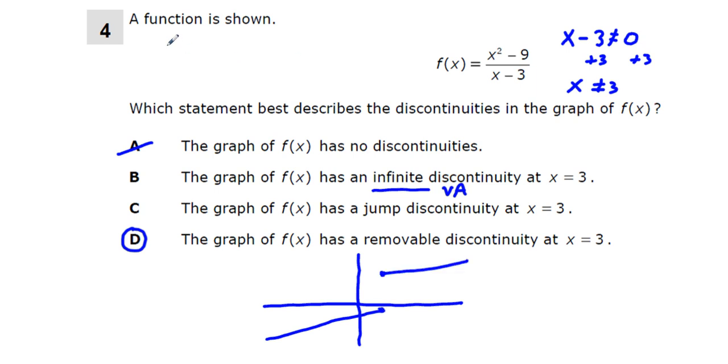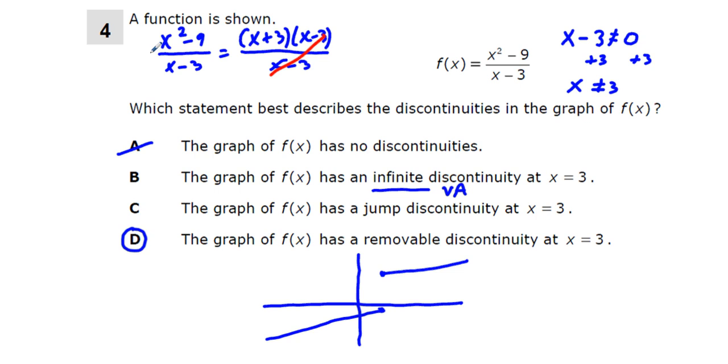Now, algebraically, this x squared minus 9 in the numerator can be factored to be quantity x plus 3 times quantity x minus 3. And we can see that x minus 3 over x minus 3 will cancel. And when you can cancel like that, that is evidence of removable discontinuity. So algebraically, it should be quite easy.